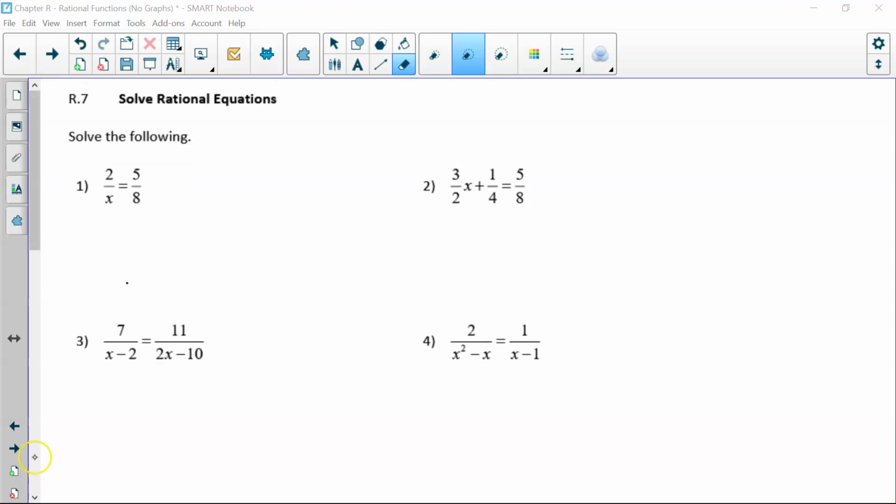Welcome to section R7. We're going to be talking about solving rational equations. Now we're going to see a couple of different types. The first type we're going to see is a proportion. Fraction equals a fraction. The way we solve those is we cross multiply.